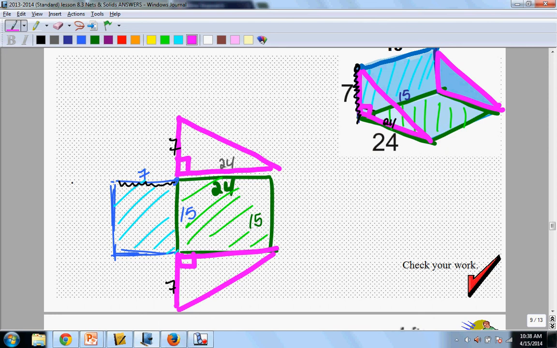Oh, there it is. Yes, I'll do sign-offs momentarily. Yes. Are we supposed to find this? Yes, you are. It's right here. Yes, of course you do. You're going to find the net. Yes, you're finding the surface area.